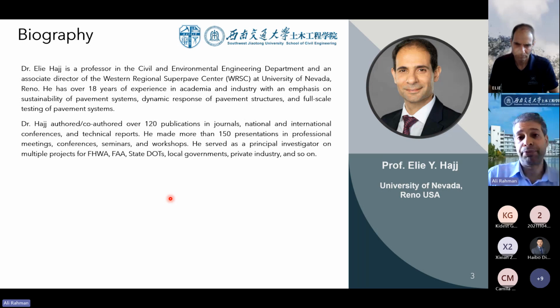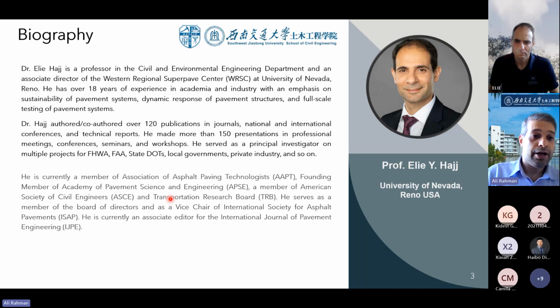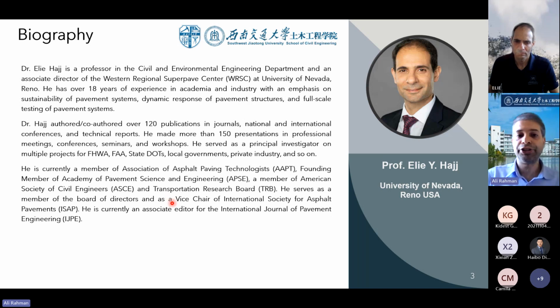He also served as a principal investigator on multiple projects for FHWA, FAA, state DOTs, local governments, private industry, and so on. He is currently a member of the Association of Asphalt Paving Technologists, a founding member of the Academy of Pavement Science and Engineering, a member of the American Society of Civil Engineers and the Transportation Research Board. In the meanwhile, he serves as a member of the board of directors and as vice chair of the International Society for Asphalt Pavements. He is also currently an associate editor for the International Journal of Pavement Engineering.